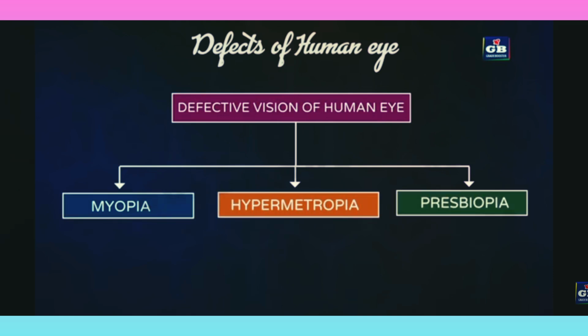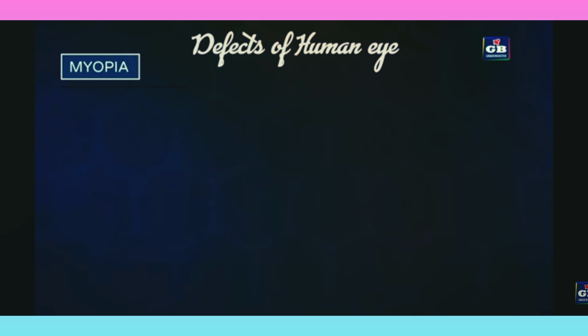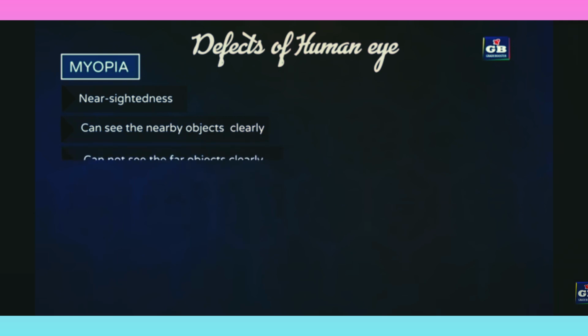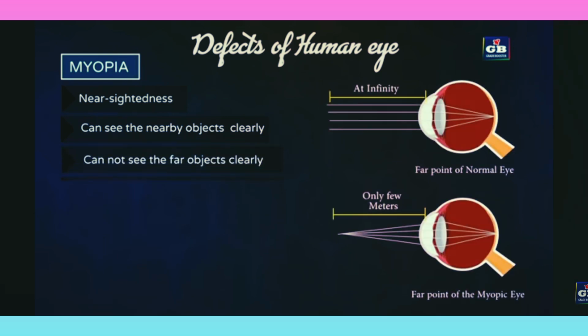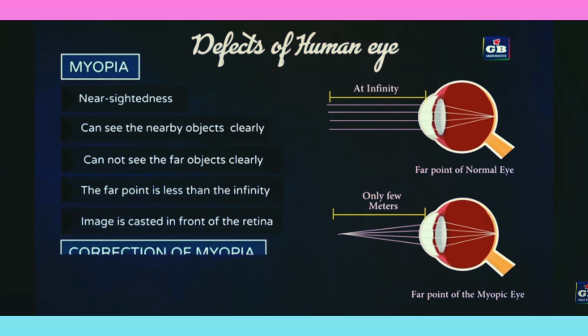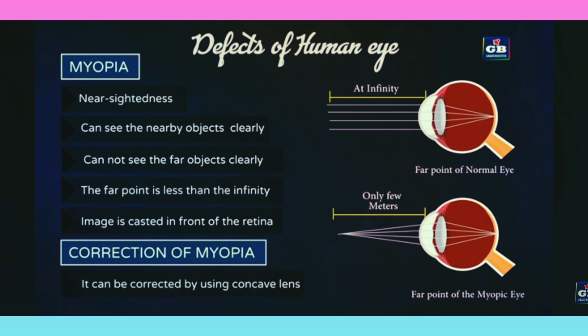And 3. Presbyopia. Myopia. This defect of eye is called nearsightedness. Persons with this defect can see the nearby objects clearly but cannot see the far objects clearly. We learned that the normal far point of human eye is infinite. But for a myopic person, the far point is less than the infinity. In myopic persons, the far point will be only a few meters.